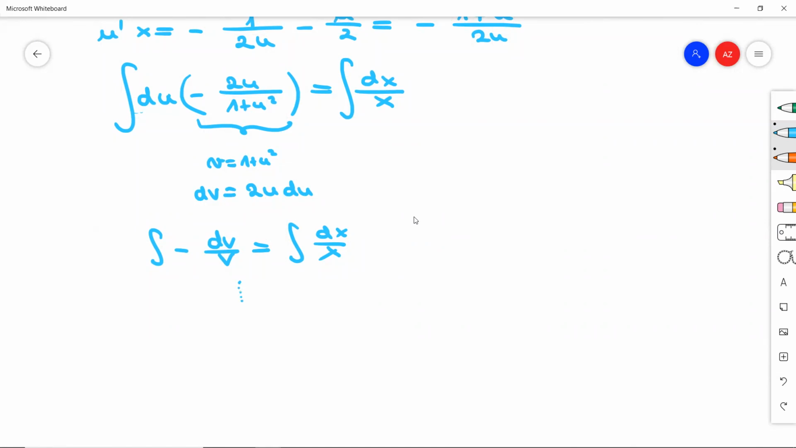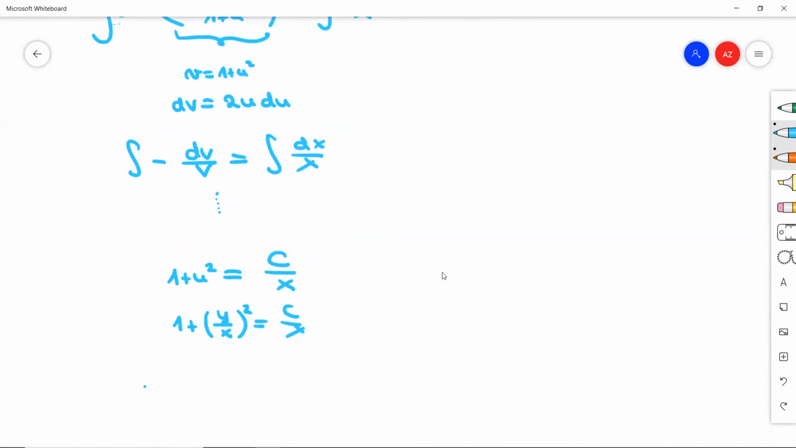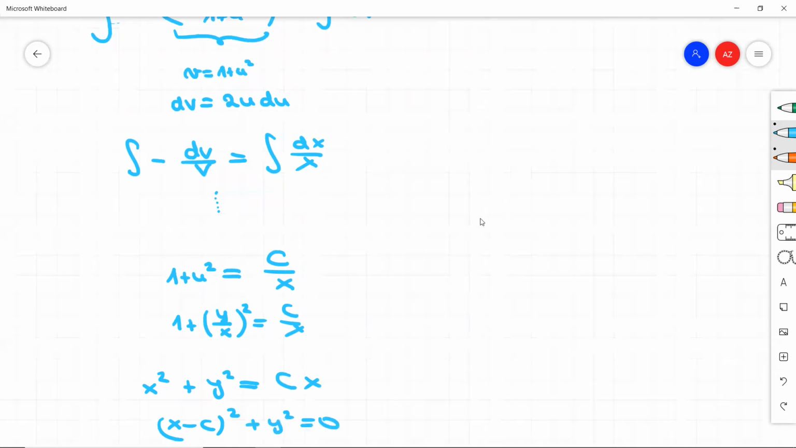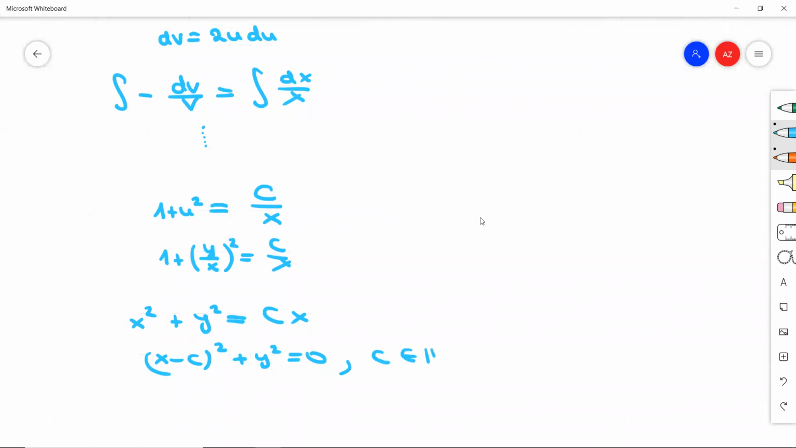So now you can continue to solve this equation, and what you will get is 1 plus u squared is equal to c over x. And now we plug in u is y over x. So 1 plus (y over x) squared is equal to c over x. And at the end, you get x squared plus y squared is equal to cx. So (x minus c over 2) squared plus y squared is equal to (c over 2) squared when c runs over real numbers.